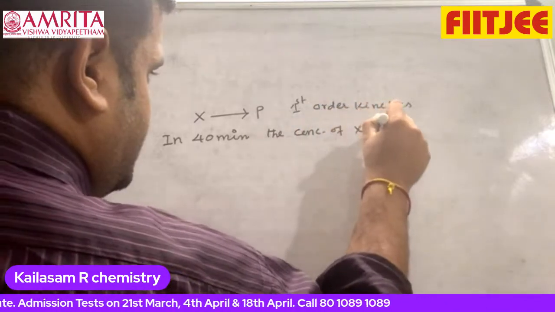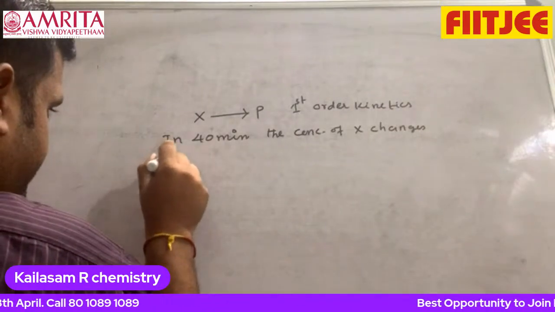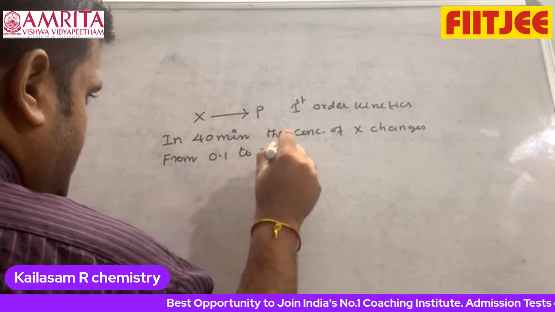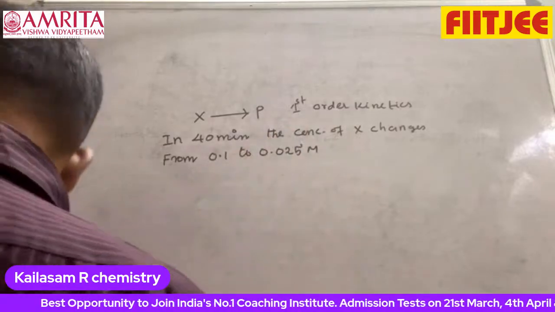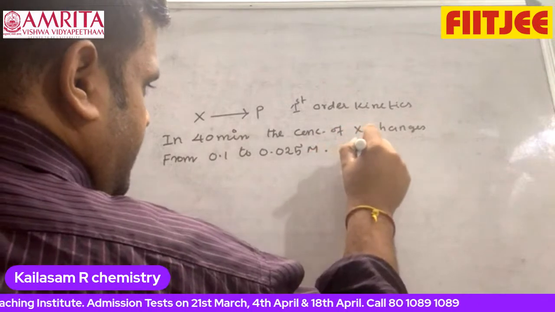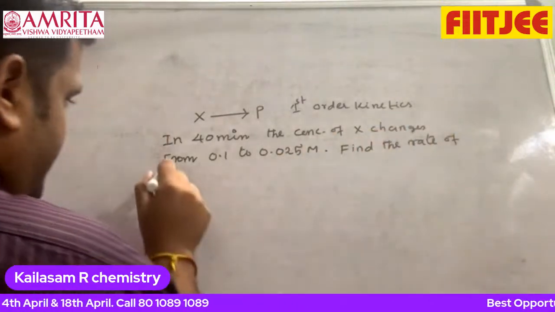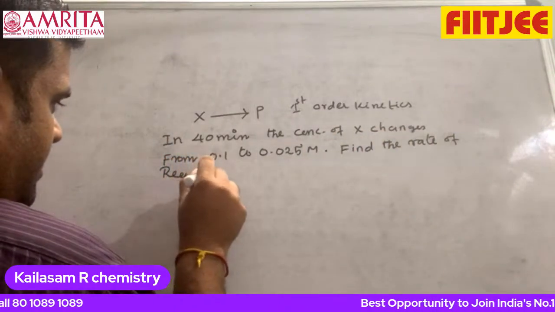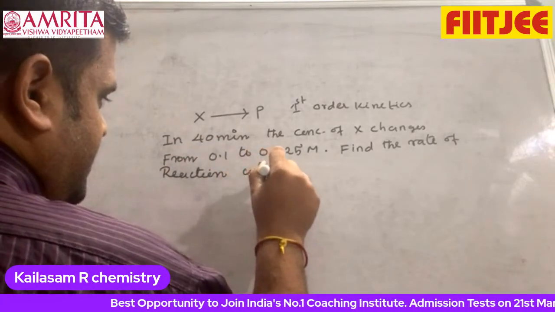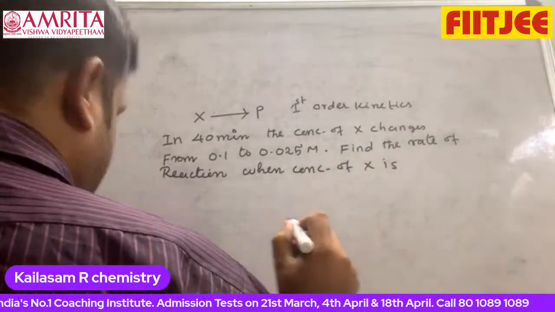Concentration of X changes from 0.1 to 0.025 molar. Now find the rate of reaction. Find the rate of reaction when the concentration of X is 0.01 molar.